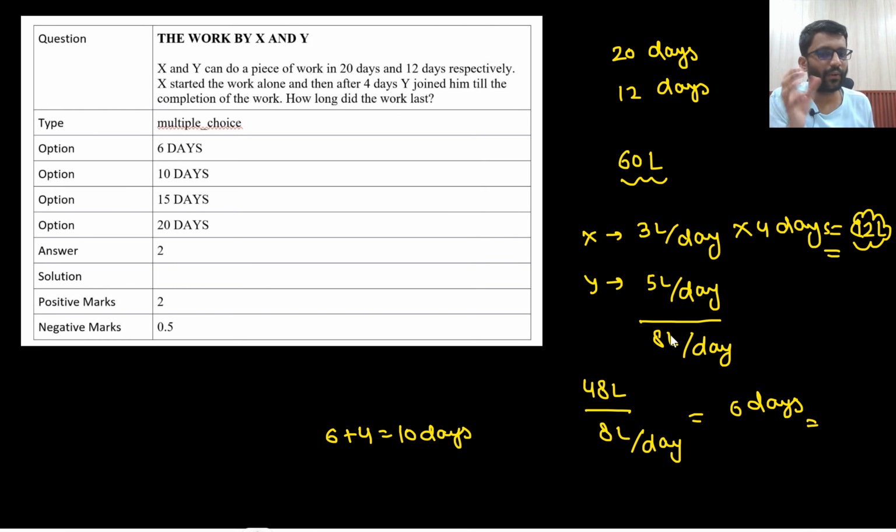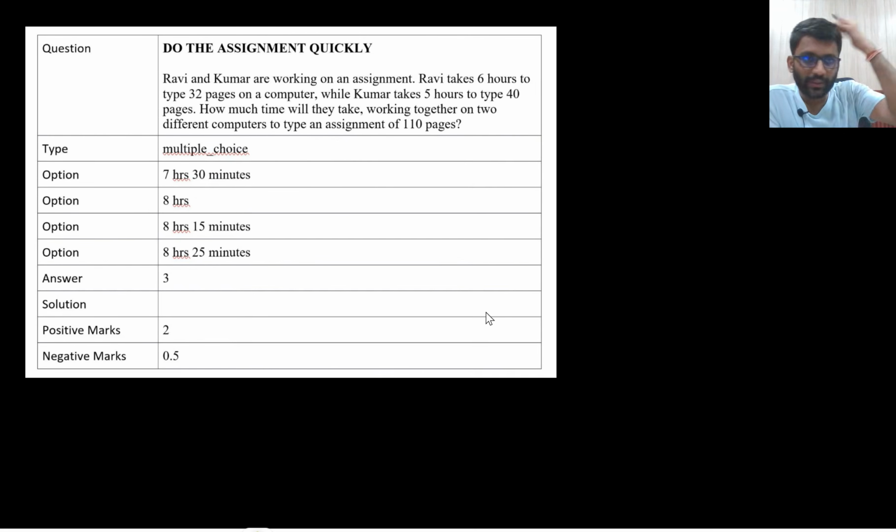Now X and Y are both working together, which means 8 laddus per day are being eaten. So it would take them 6 days. So 6 plus 4, total 10 days. That's it. This is the answer. Okay. So again, this question is also based on time and work only.